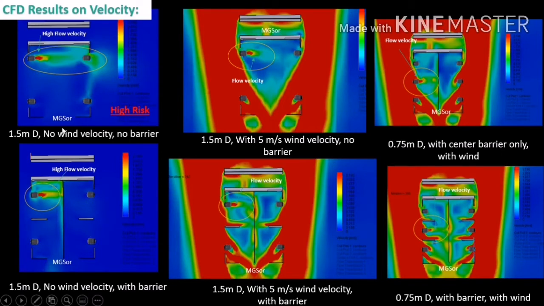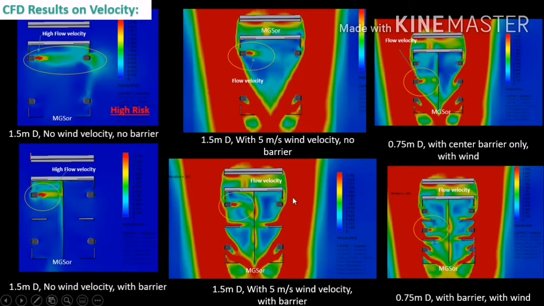As a result of our CFD, I will focus first on velocity. As you can see, at 1.5 meter distance, no wind velocity, no barrier, this is high risk because there's a direct flow from passenger A to passenger B, wherein passenger A is the sneezer. There's high velocity of sneeze pointing towards passenger B. At no wind velocity with 1.5 meter distance and with barrier, passenger B is protected. But if the vehicle is already moving with 5 meters per second wind velocity, at no barrier, there's low risk of directing the sneeze towards passenger B.